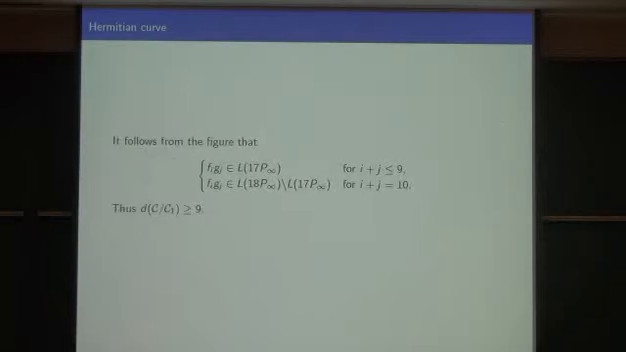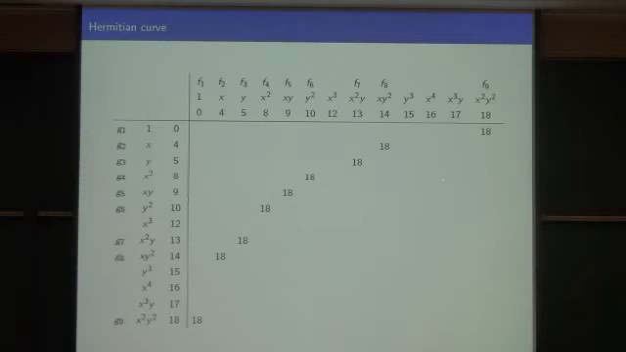So now it follows from the figure that if i plus j is less than 9, it goes inside L(17P∞). And if i plus j is 10, then it has pole order exactly 18. So let's see this again. Right, if i plus j is less than 9, everything has pole order less than 18 here. And for instance, if g3 times f7 has pole order 18, the other ones are just less than 17.